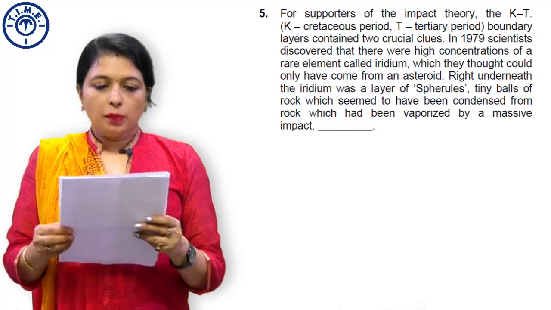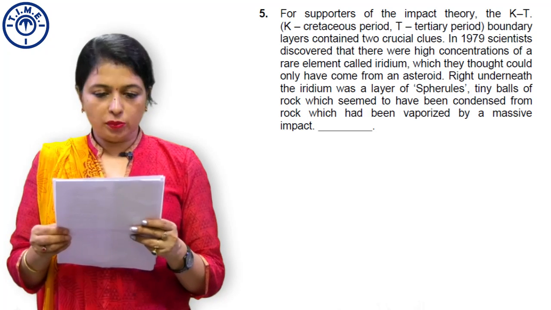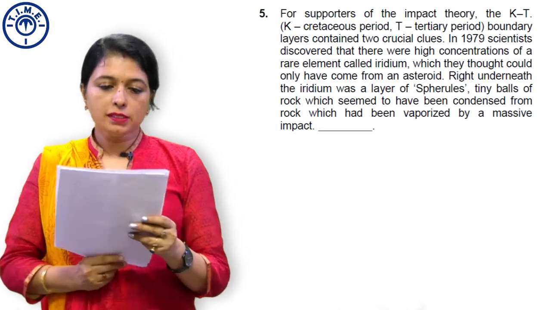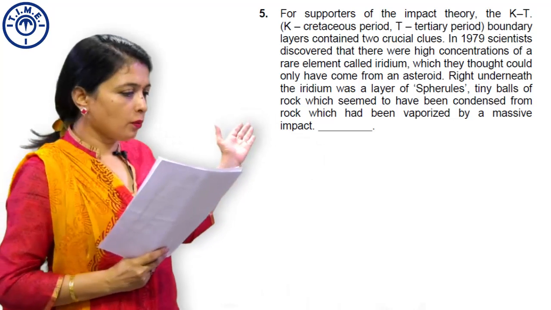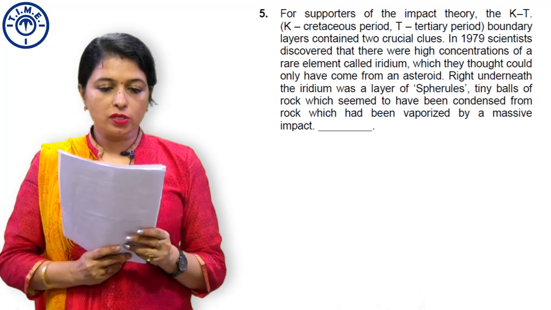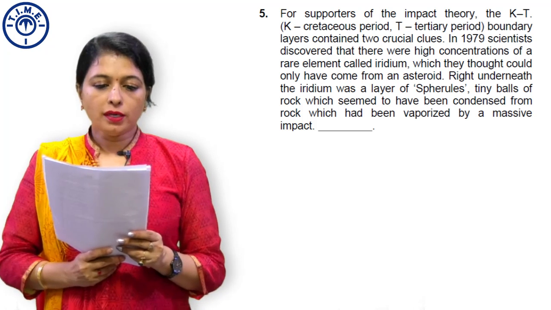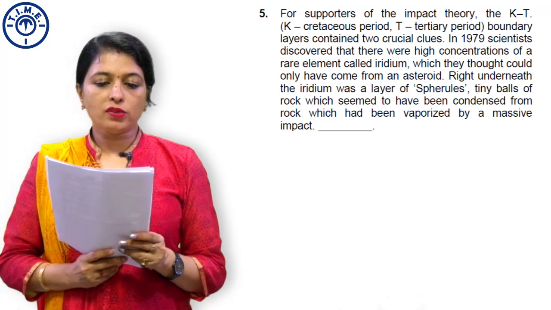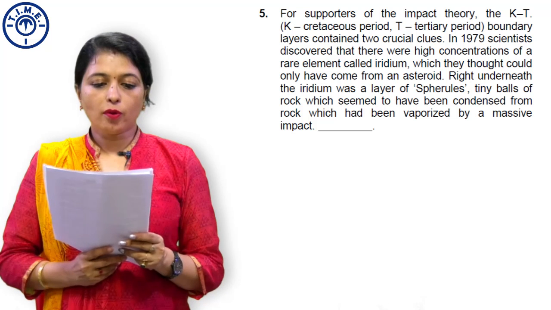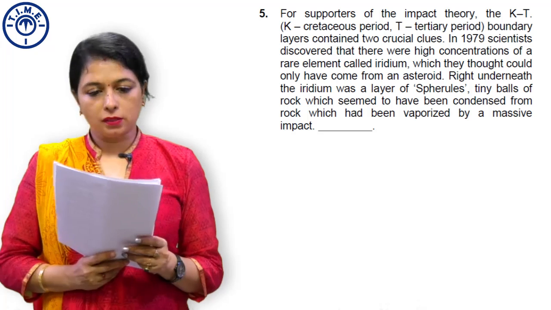For supporters of the impact theory, the K-T, Cretaceous-Tertiary, boundary layers contain 2 crucial clues. In 1979, scientists discovered that there were high concentrations of a rare element called iridium, which they thought could only have come from an asteroid. Right underneath the iridium was a layer of spherules, tiny balls of rock which seemed to have been condensed from rock which had been vaporized by a massive impact.